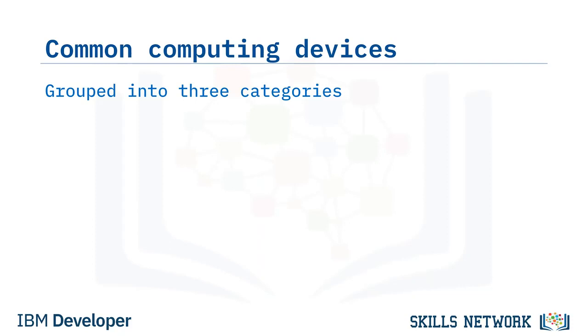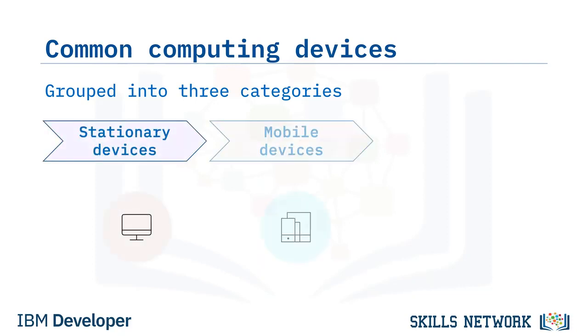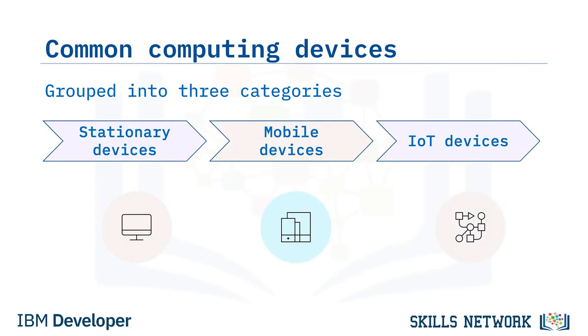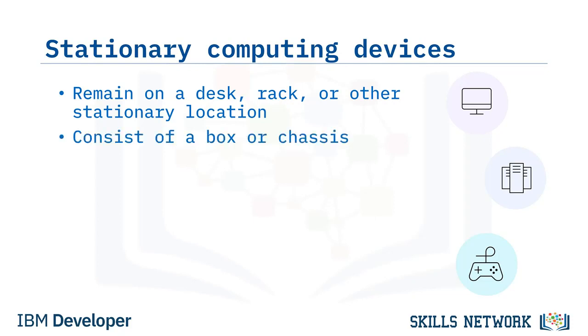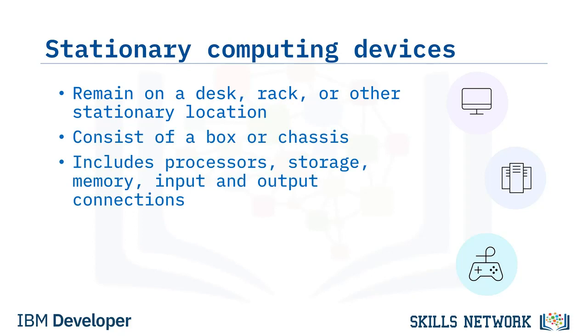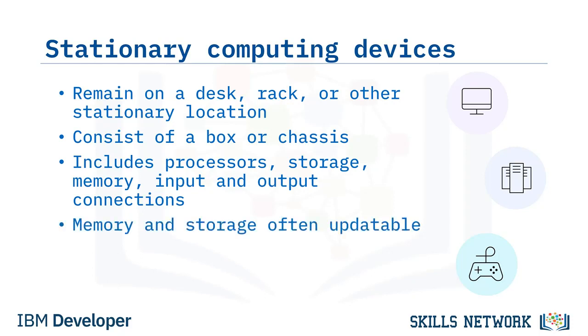Common computing devices include stationary computing devices, mobile computing devices, and Internet of Things or IoT devices. Stationary devices, which include workstations, servers, and tabletop gaming consoles, remain on a desk or rack or other fixed location. These devices consist of a box that includes processors, memory, and input and output connections that connect to networks, keyboards, monitors, mice, printers, speakers, microphones, webcams, and other devices. In some instances, you can update the device's memory, storage, or video cards.